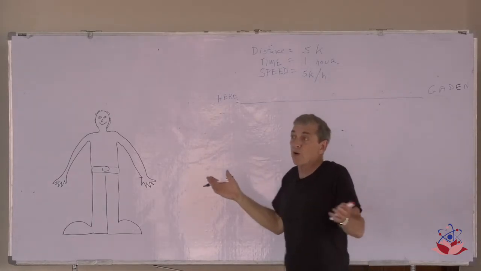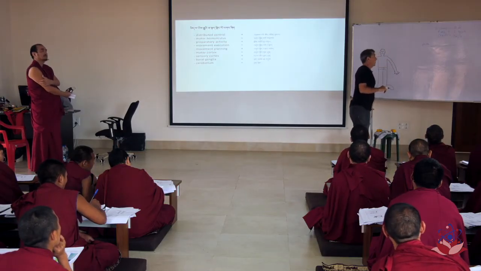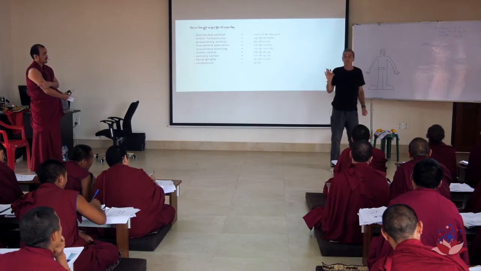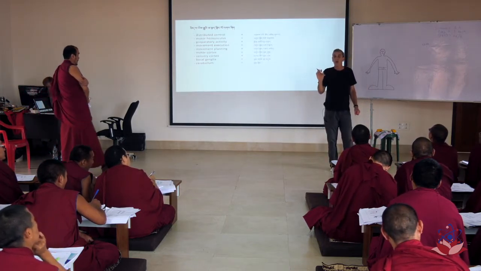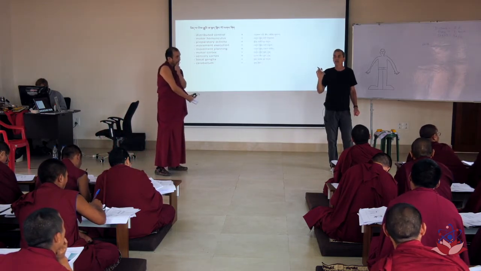5 kilometers per hour. Okay? So we need to think about how we can do an experiment to measure the speed of an action potential.